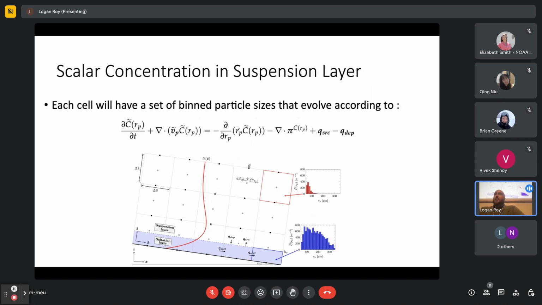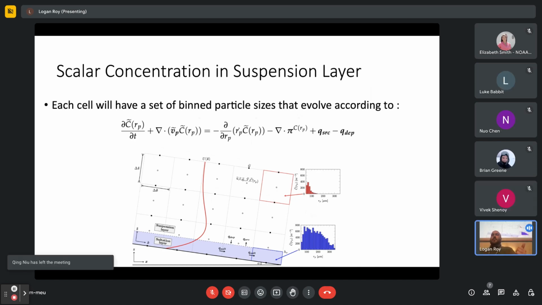What I mean by that is, focusing in on the scalar concentration in the suspension layer, because that's where we're actually going to be doing these kinds of things. We have this equation, which will determine how the concentration in each of the bins evolves in each of these cells. Looking at this red information here, in each of these bins I'm going to be able to calculate how they evolve in time, considering local change for this first term, the second term being advection, and note that we have a velocity there, so we're also accounting for sedimentation in that term. The first term on the right-hand side, the third term overall, is our advection in size space. This is where a lot of the microphysics comes in.